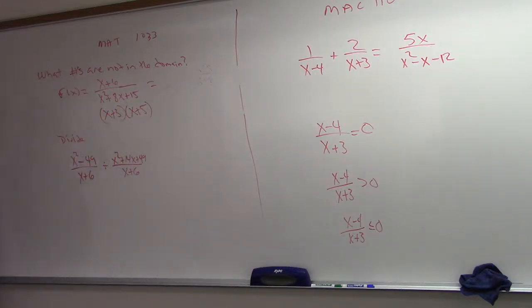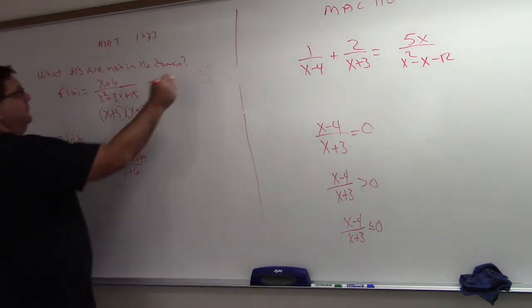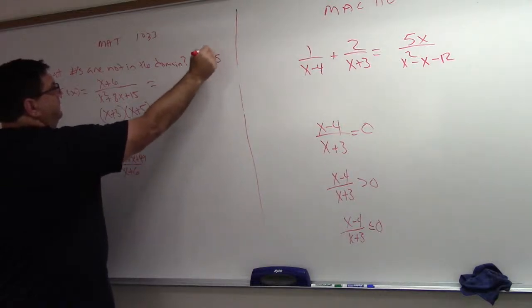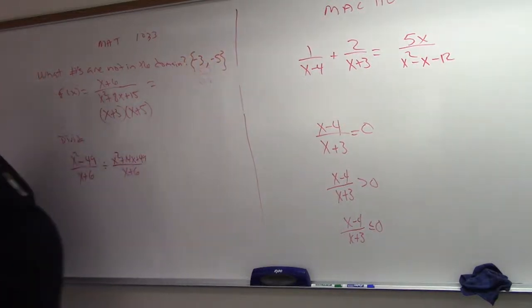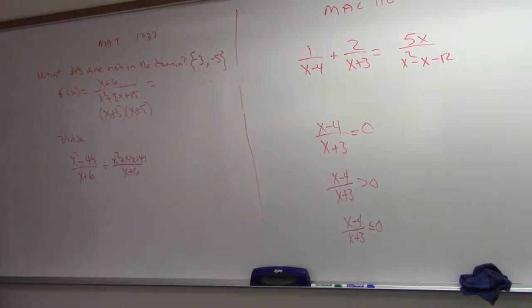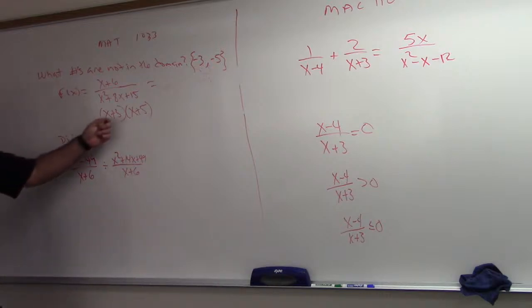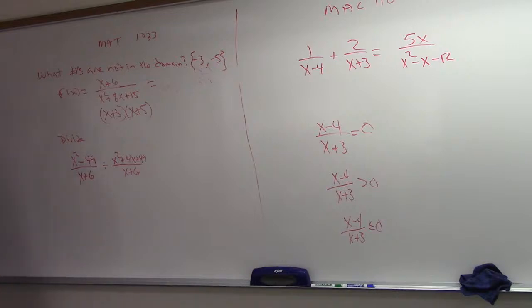The numbers that are not in the domain are whatever makes the bottom 0. Right. So the numbers in this case that are not in the domain are -3 and -5. Those numbers are not in the domain. Yeah, domain is asking you what x value can you not use. You cannot plug in -3 and you cannot plug in -5. They make the bottom 0. Okay?